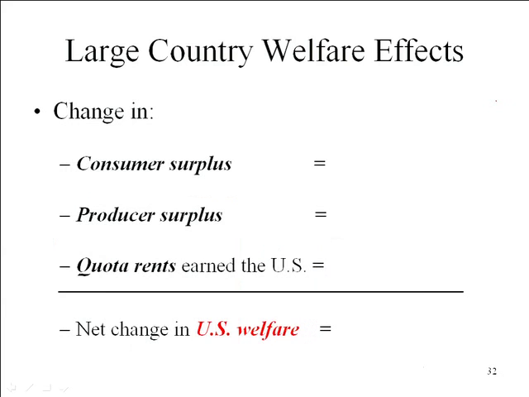Well, once again, we know that consumer surplus is going to fall by the increase in the price that they are faced with underneath the demand curve, which is areas A, B, C, and D. That's how much consumers are losing. Producers are gaining area A, and the quota rents that are being earned are area C and area E.